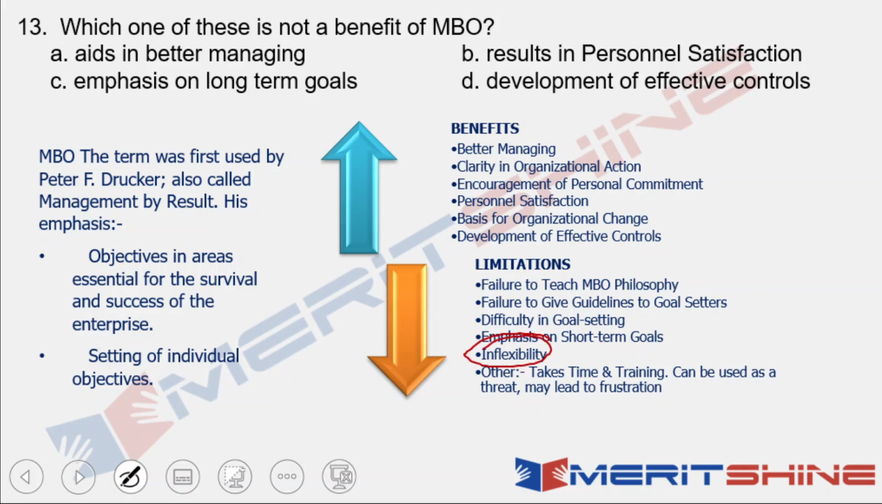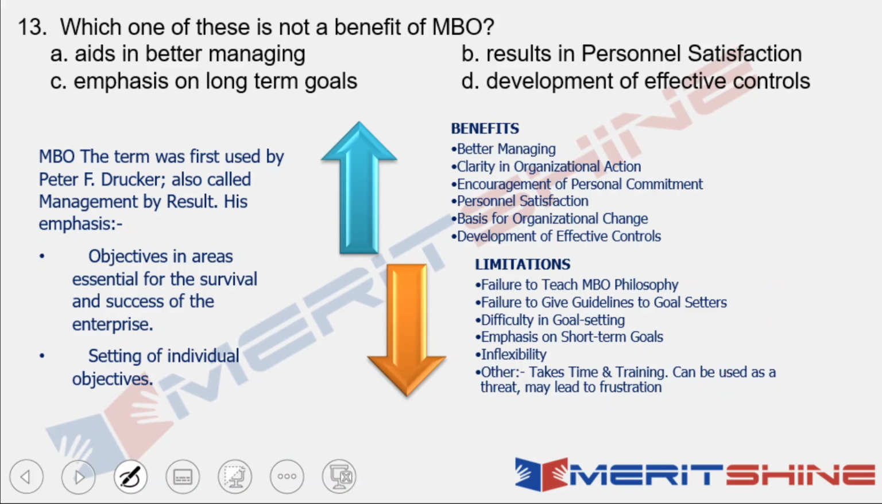Then inflexibility, and then there are others like takes time and training, can be used as a threat, may lead to frustration. For example, how can it be used as a threat? Your boss says that you have not achieved your objective and your objectives were unachievable from the start, and your boss threatens to throw you out of the organization citing these unattainable objectives. It might sound very far-fetched, but believe me, this happens in the corporate world, right? So it can be used as a threat.